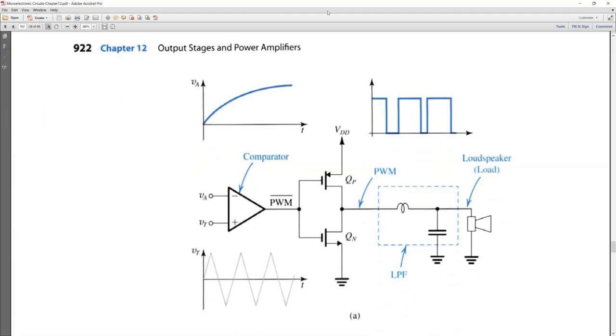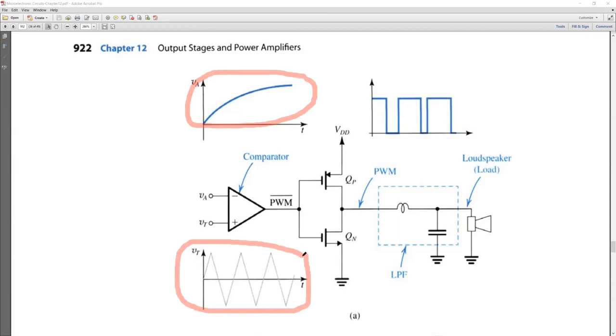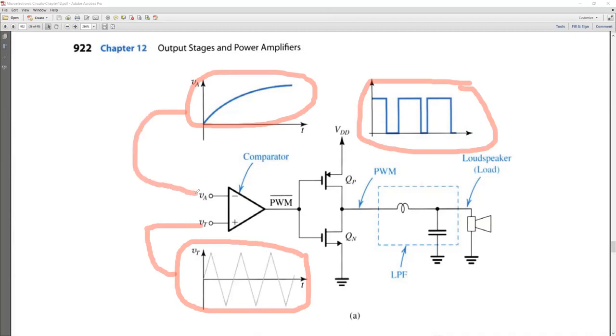So if you have an analog voltage, okay, and through a comparator you combine it with a triangular waveform, essentially you're going to get a PWM out. So this is going in here. This is going into a comparator. And here you get a PWM.